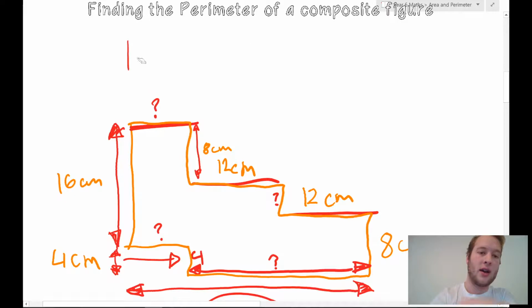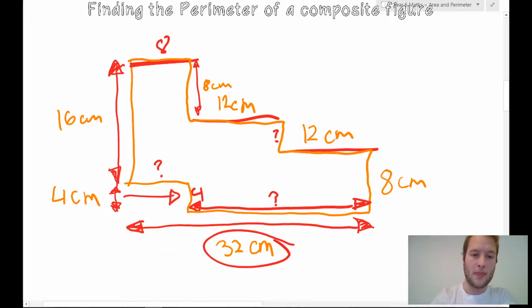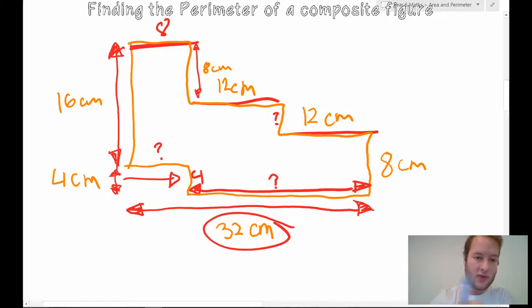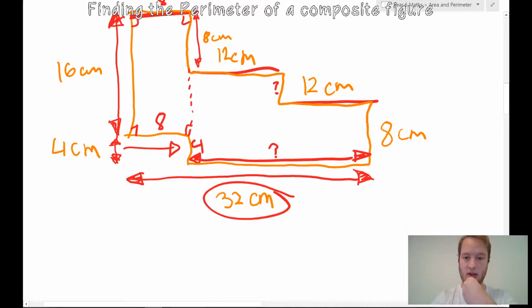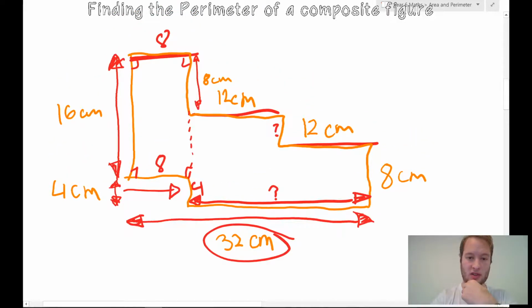So I know that this is 8 centimeters, obviously, which means the opposite. If I did this little dotted line, I can see that it's a rectangle. It's nice square angles. So it means that this is 8. So now I've just got one left to do. I've just got this question mark here.